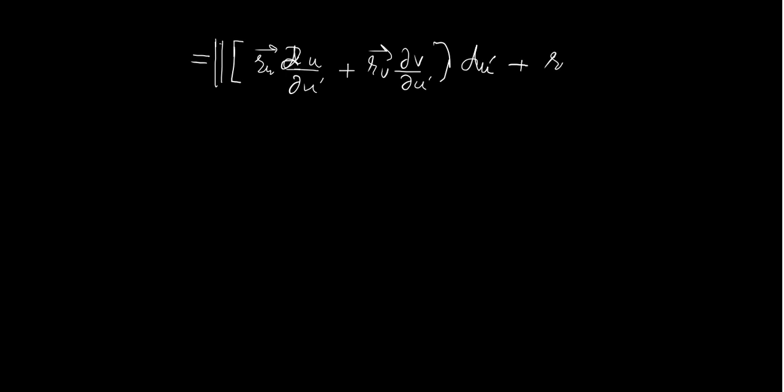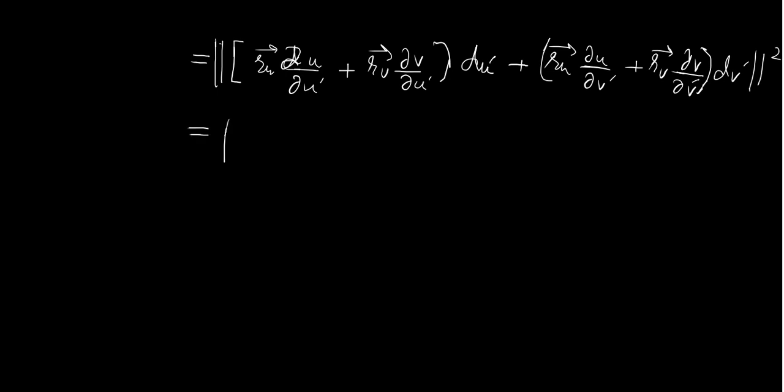So when I substitute these values, I will put a norm outside it. I will get r_u ∂u/∂u' plus r_v into ∂v/∂u', multiplied by du', plus r_u ∂u/∂v' plus r_v into ∂v/∂v', whole multiplied by dv', in norm squared. This is what I have.